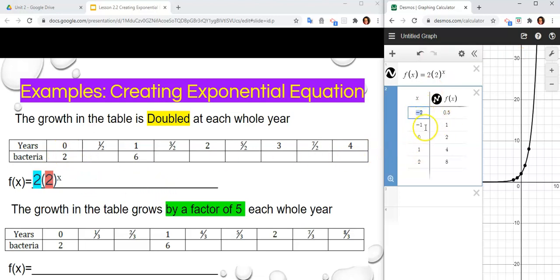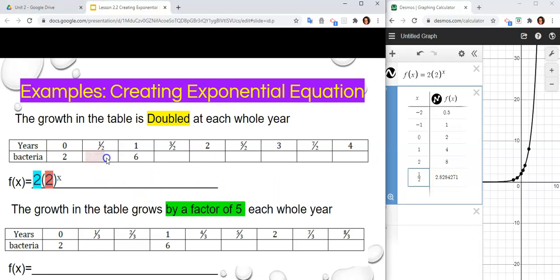Oh, but I don't see half values. But could I get those? Absolutely. So I go to my table and I see that my X column represents my years. My Y column is representing the growth of the bacteria. So let's see how much bacteria we're going to have after a half a year. So I put in 1/2 of a year, and I see that it grows to like 2.83 bacteria after half of the year.